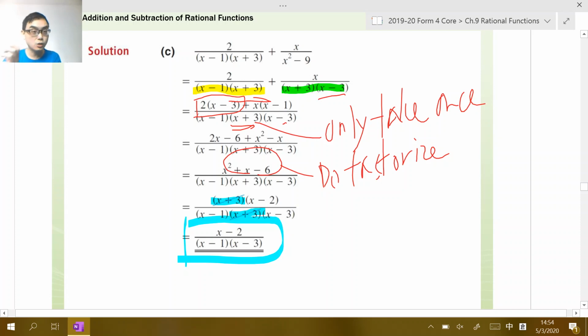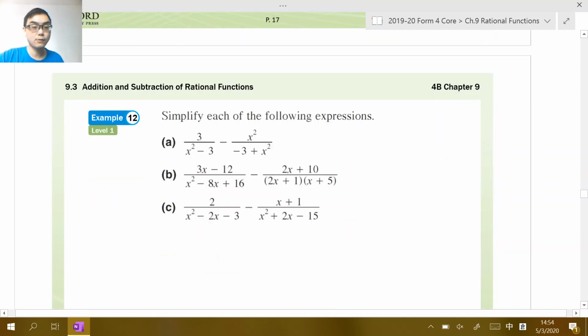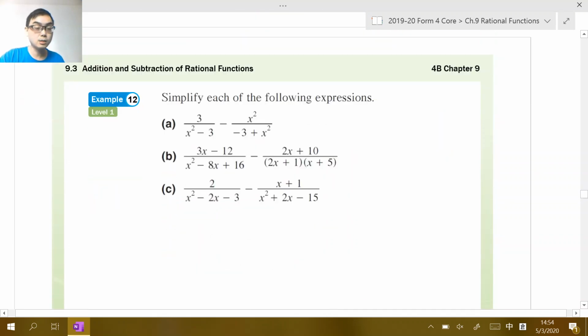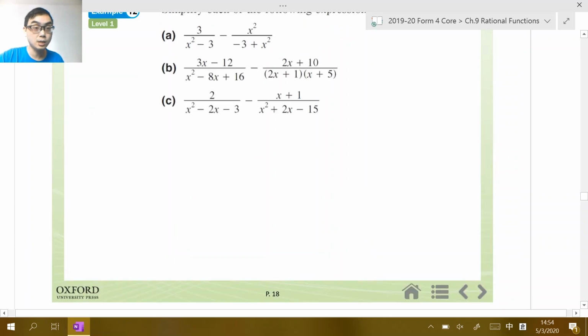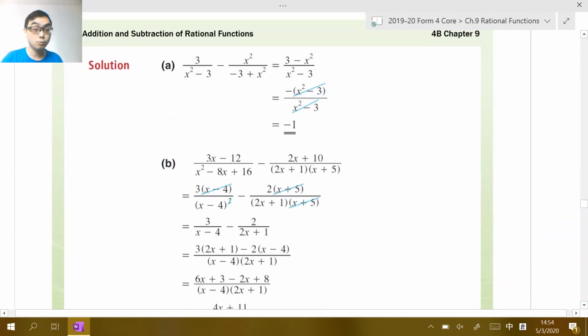So this is what you need to learn more than Form 2. Okay, so I will not go through all the examples because you can see they are just straightforward. You can easily see that even A, B, and C in example 12 are done the same way: first of all, you do the factorization.